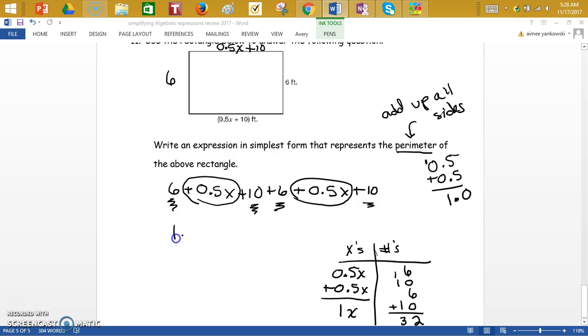Okay, good. So your final answer for this one would be 1x plus 32. Those are not like terms. You can't combine those. And it would be measured in feet. Perimeter is just a distance around the outer edge. All right, I hope that helped. Good luck on Tuesday's quiz.